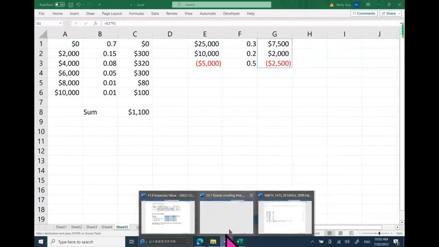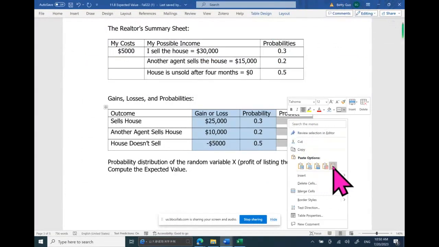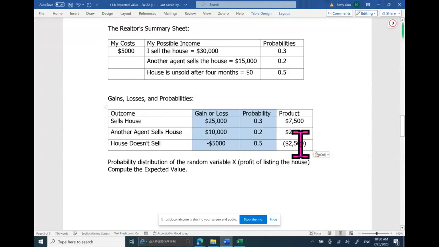Use your calculator, you can also quickly get it done. I'm going to change this to negative instead of using parentheses. Okay, then how do we find the expected value? The expected value would be the sum of all the products in the last column. So we can get it done very quickly. It's $7,000.